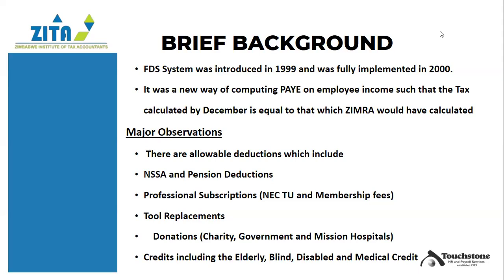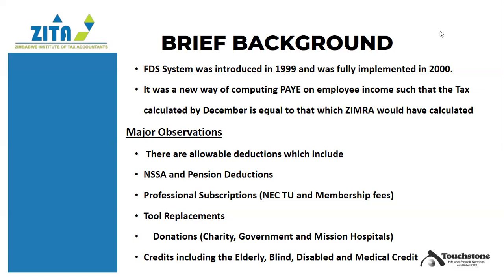Now, the effect of a credit is that it directly reduces the tax an employee was supposed to pay. So when you calculate an employee's gross income, when you deduct exemptions from that gross income, when you deduct your allowable deductions, you remain with the taxable portion or taxable income of that employee. You then calculate the tax based on that taxable income. Once you get that tax, you can then bring in the credits.